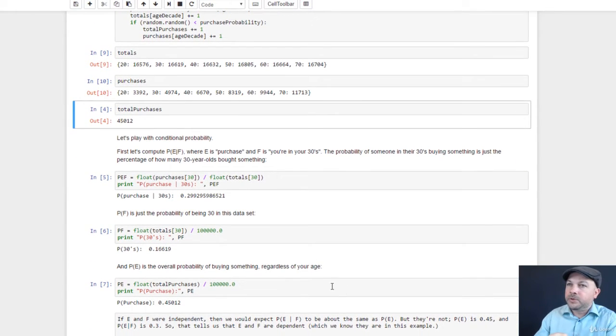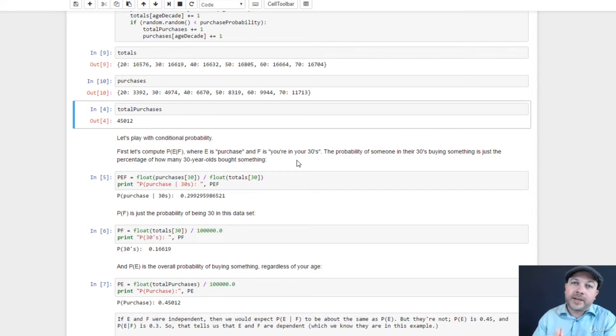First thing we're going to do is compute P of E given F, okay? And I'm throwing out new letters here just to confuse you. That is the hard part with conditional probability, just wrapping your head around the notation. So in this example, we're going to say E means purchasing something, and F means you're in your 30s. So the probability of purchasing something given that you're in your 30s would be what?